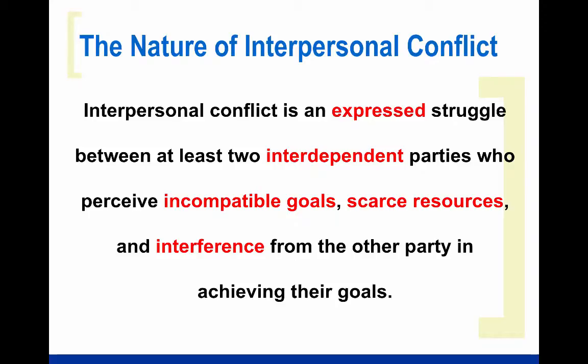It also involves perceived scarce resources. We don't generally fight over things that we have in abundance, so people usually fight over things that they perceive as scarce. What is scarce in our lives? Well, money, time, power. Those are some of the major things that we get into conflicts over. And it also involves interference. Genuine conflict arises when each party acts in a way that the other perceives as interfering with their goals.